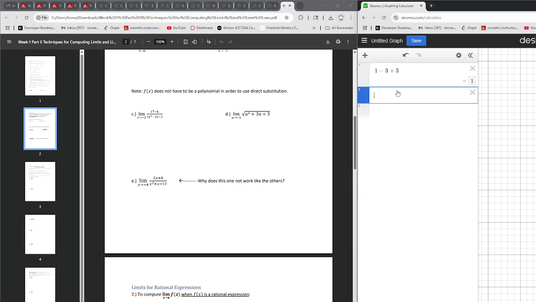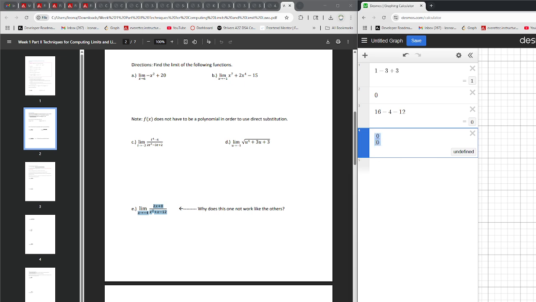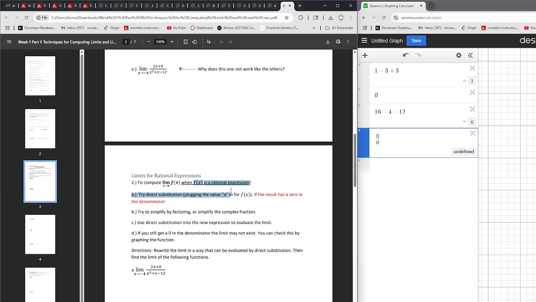This one is funky because I'm pretty sure if we have 2 times negative 4, that's negative 8, so negative 8 plus 8, that's 0. So we have 16 minus 4 minus 12 is 0, which means as x approaches negative 4, if we direct substitute, it is 0 over 0. We can't do that because it's undefined. You can't divide anything by 0. Something something math prison. So does it tell us what to do here?